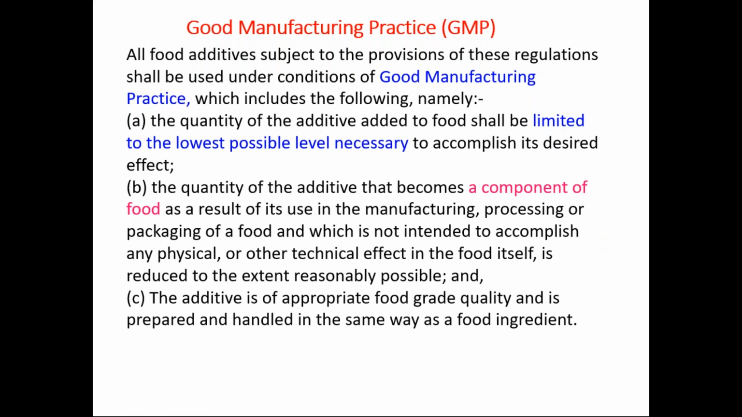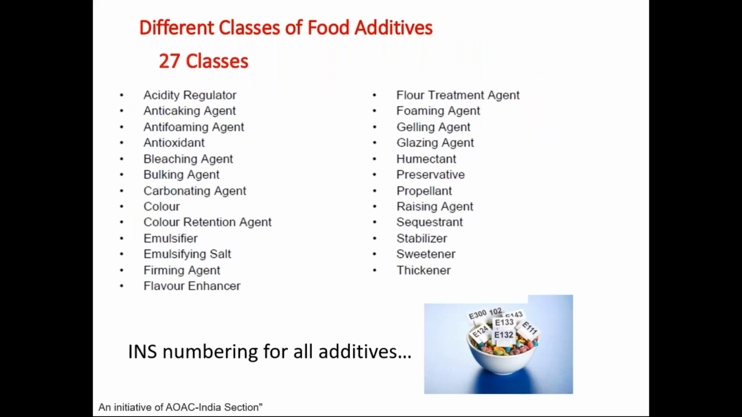You know that there are 27 different classes of food additives, and they all have INS numbering. The INS numbering in the European system, you will see, has an E number, because it is for Europe. But the same number that follows the letter E is the INS number. So INS 132 is the same as E132. INS 111 is the same as E111.